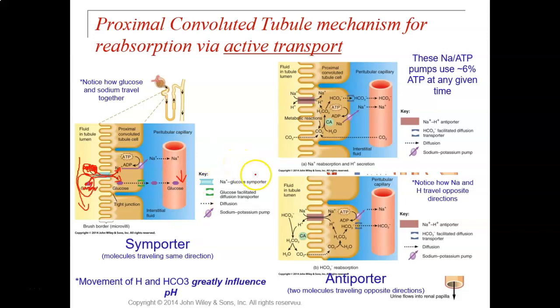So, other things that we see over here. Here's an example of an antiporter. Again, these are two molecules moving in opposite directions. This says, hey, I'm going to trade this for that. You go that way, I'm going to go this way. All right, cool.